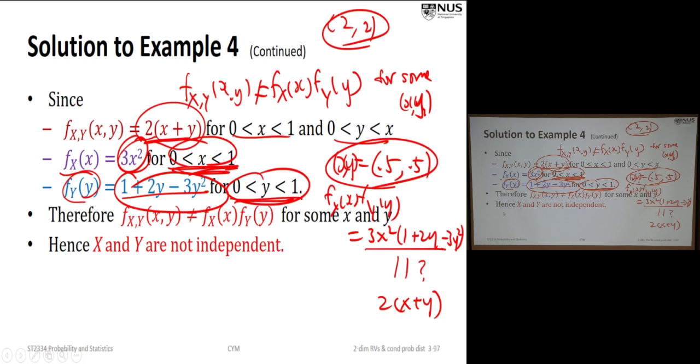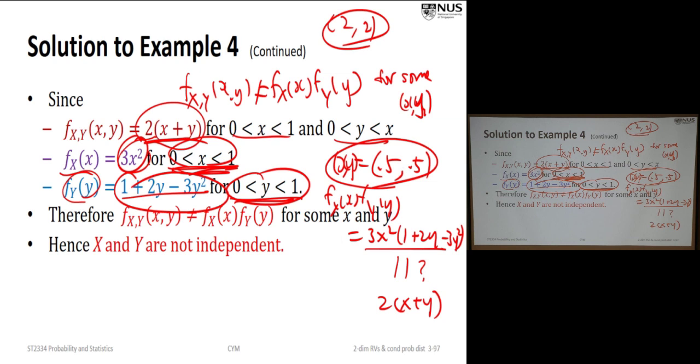So let me repeat it again. In order to show x, y are not independent, our job, in fact, is very easy. If you are able to find one particular point, x, y, such that f of x, y does not equal f of x times f of y, then the job is done. For independence, it's much harder. You have to check that f of x, y, the joint PDF, equals the product of f of x times f of y, not just for one point. It's not good enough. You have to check it for all points.